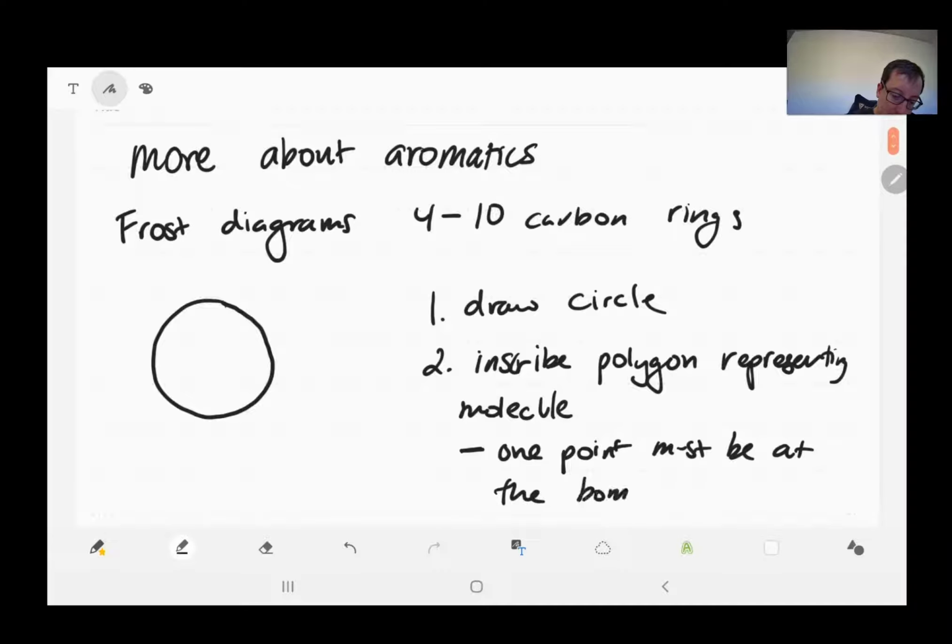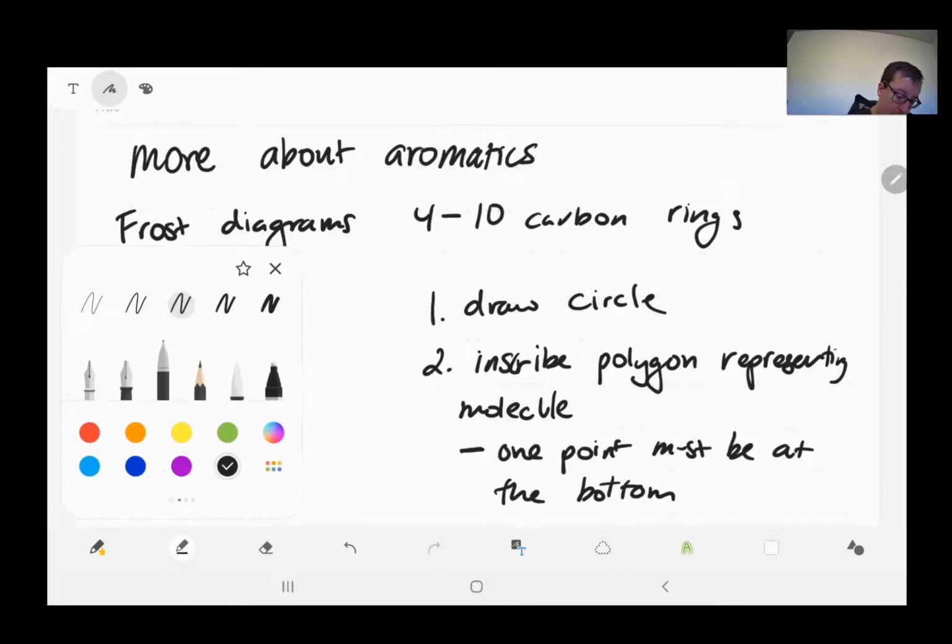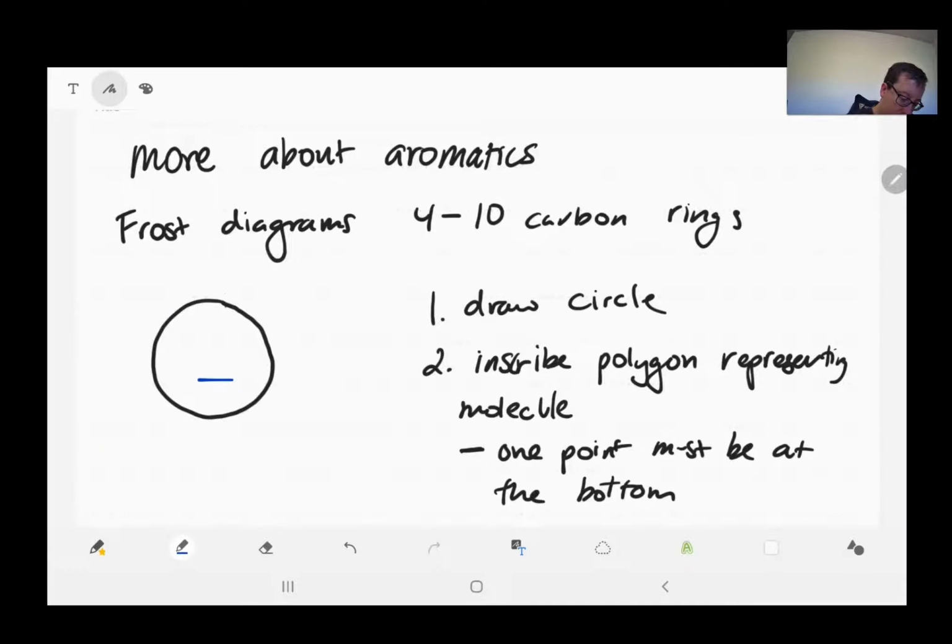So one point has to be at the bottom of our circle. If we are going to draw our cyclobutadiene in there, it's going to be a square, right? That's actually pretty good for me. Terrible at drawing. So that's step 2. You have to put one of your points at the bottom, and the rest of them will go wherever they need to go to make your polygon work.